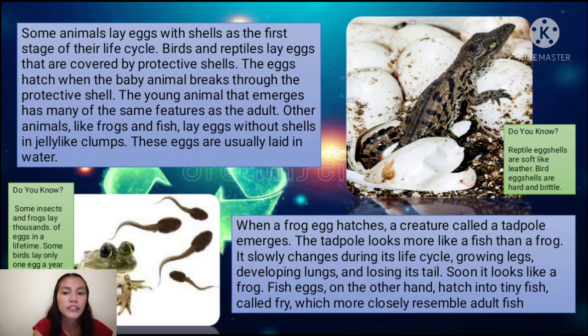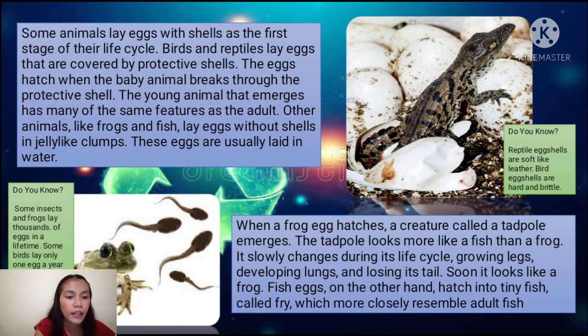The young animals that emerge have many of the same features as the adult. Other animals, like frogs and fish, lay eggs without shells in jelly-like clumps. These eggs are usually laid in water.